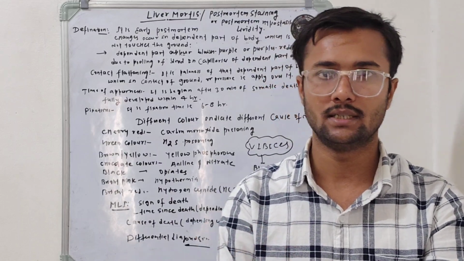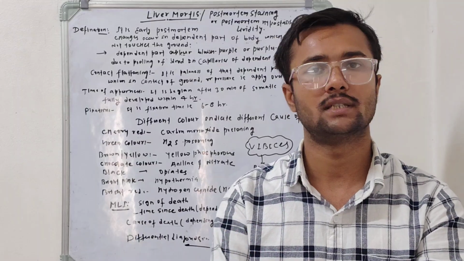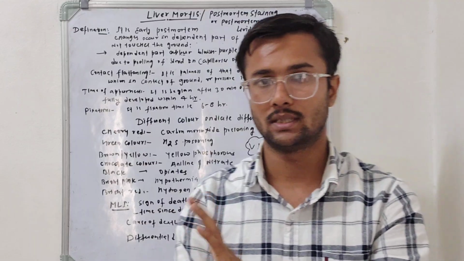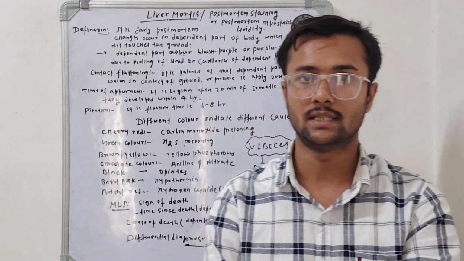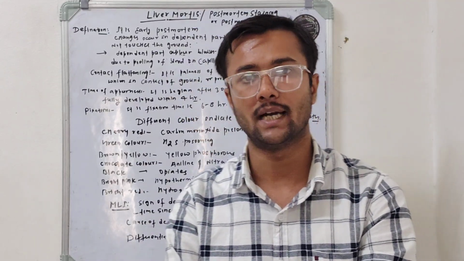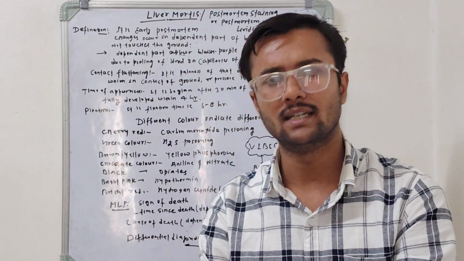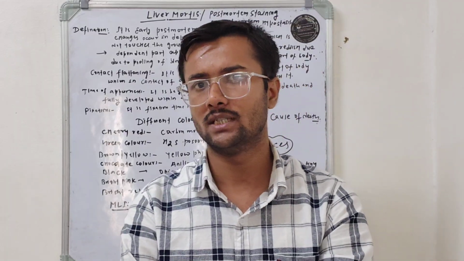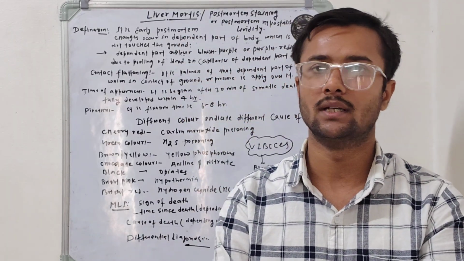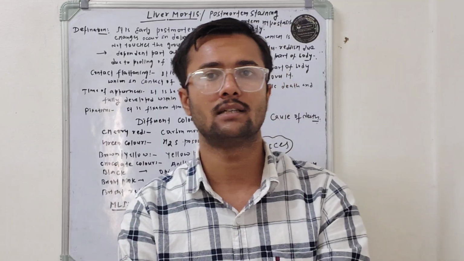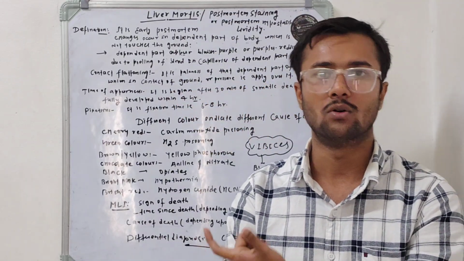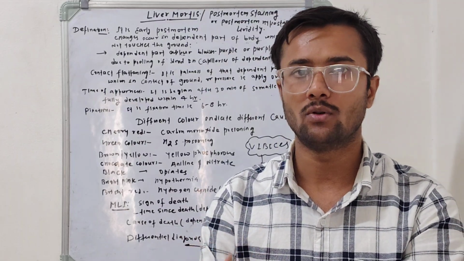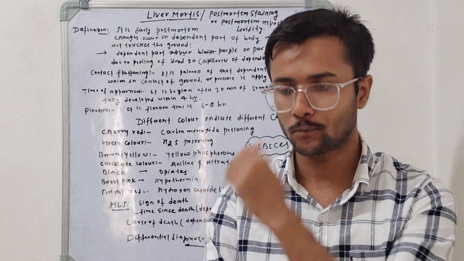When a person is dying, there is cessation of the cardiovascular system. If the heart fails to pump the blood, there is stasis of blood in the capillaries of the dependent part, and basically it is due to the RBCs. Due to the stasis of RBCs in the dependent capillaries, a bluish, purplish or reddish appearance appears. We call it postmortem staining. So this is all about postmortem staining.